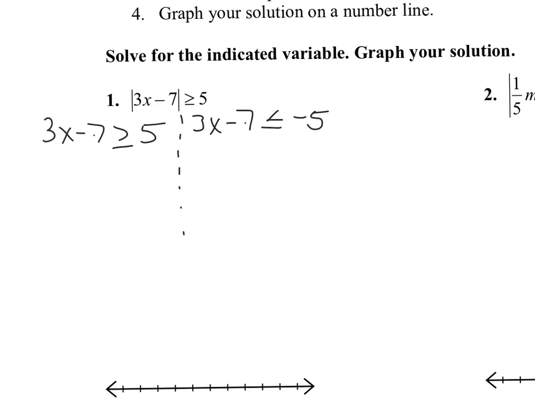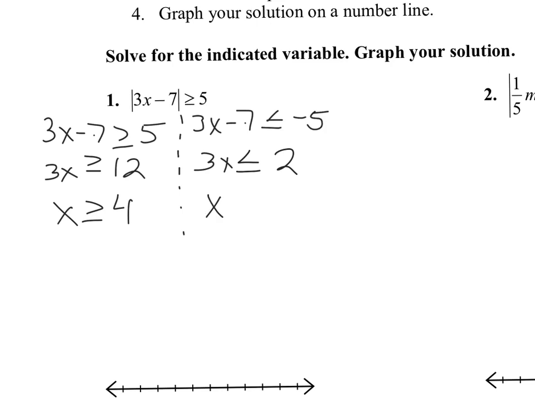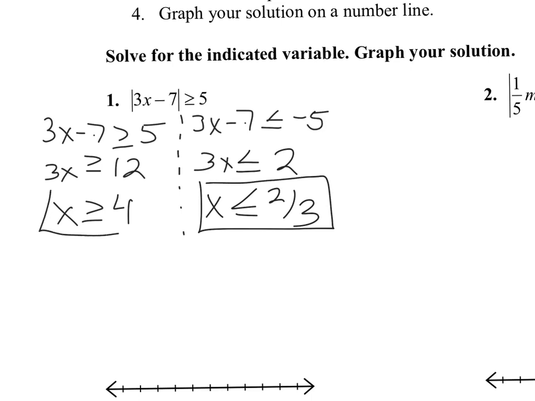So we add 7 to the other side, so I've got 3x is still greater than or equal to 12. Now, when we divide by 3 on both sides, we get x is greater than or equal to 4. Okay. Now, on the right-hand side, we'll do the same exact thing. We're going to add 7 to the other side, and we have 3x is less than or equal to, oh, not 5, it'll be less than or equal to 2. Then we will divide by 3, and we have x is less than or equal to 2/3, okay? Now, these right here are what we're going to put on the number line, okay?